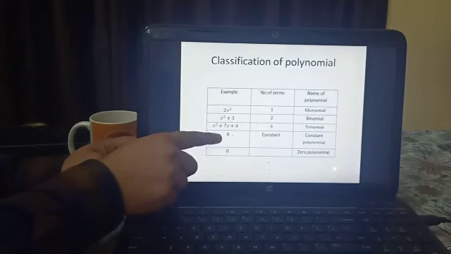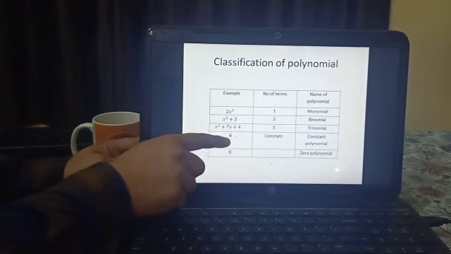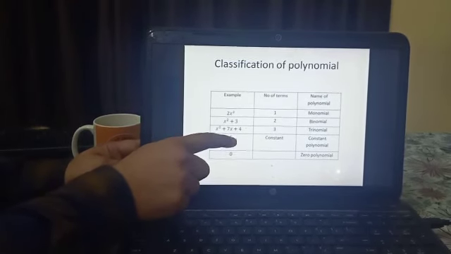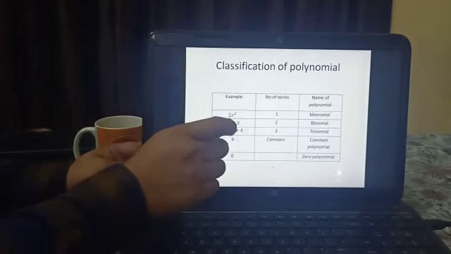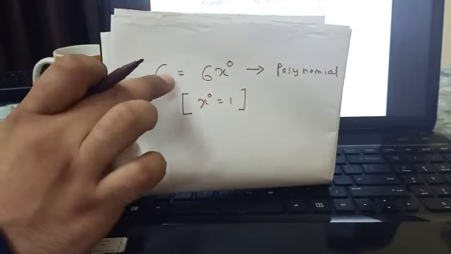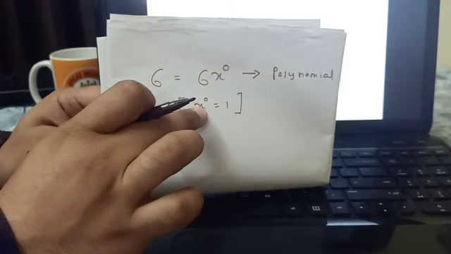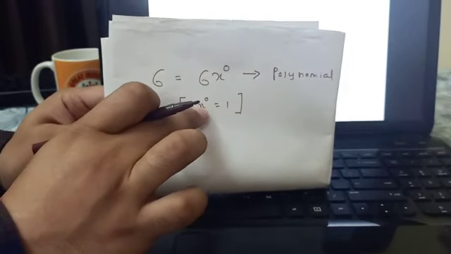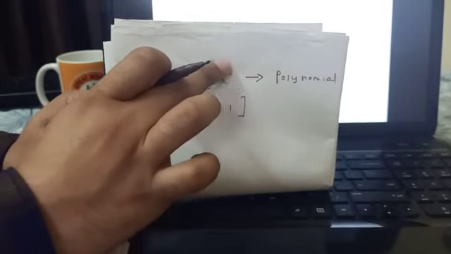In the next example, only a single constant number is there, that is 6. So the question arises: is it a polynomial or not? Yes, of course it is a polynomial, because 6 can be written as 6 into x power 0. We have already learned in the previous class that anything power 0 is always 1. So if we multiply 1 with any constant number, it remains the same.